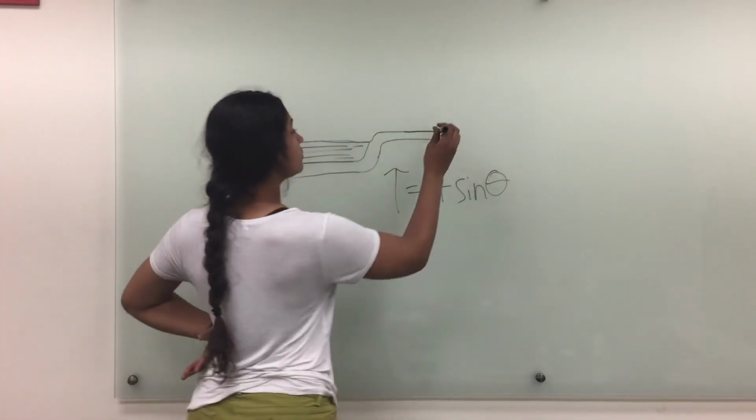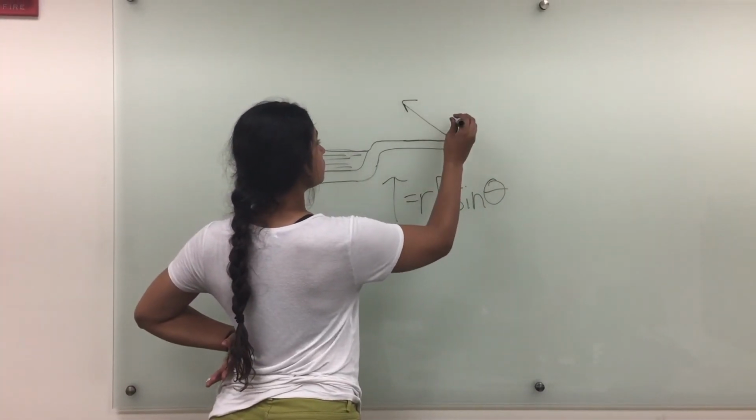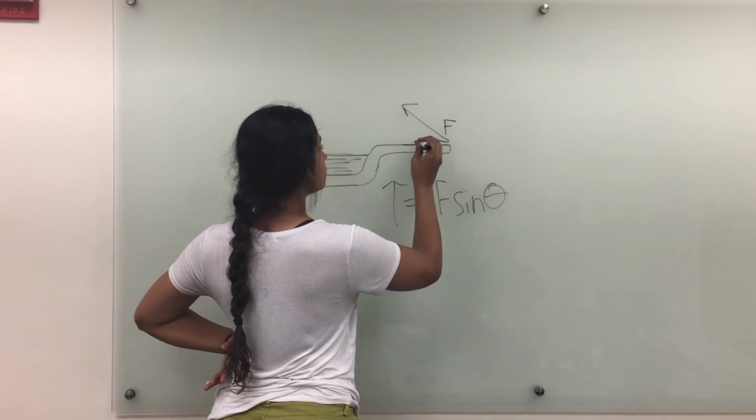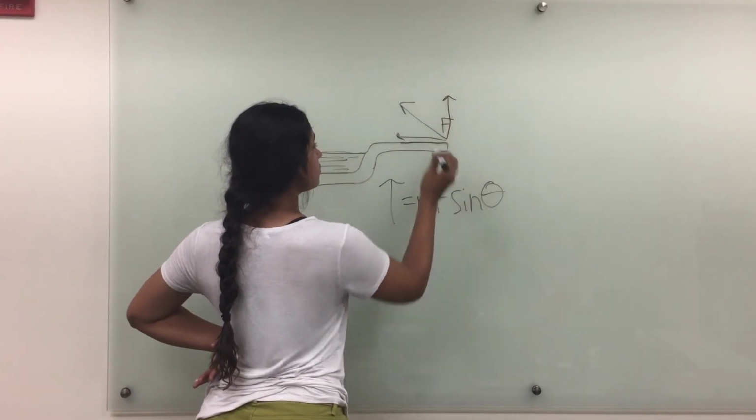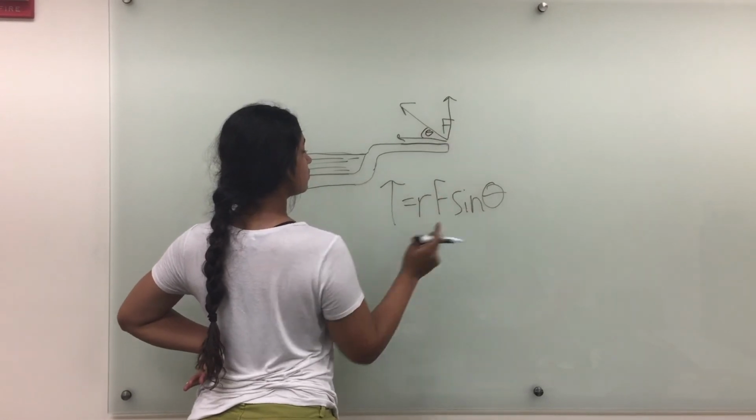But what if the force is at an angle? That's no problem. All we have to do is find out how much force goes in the x direction and how much goes in the y direction. The sine of the angle here will tell us how much torque is applied by the force.